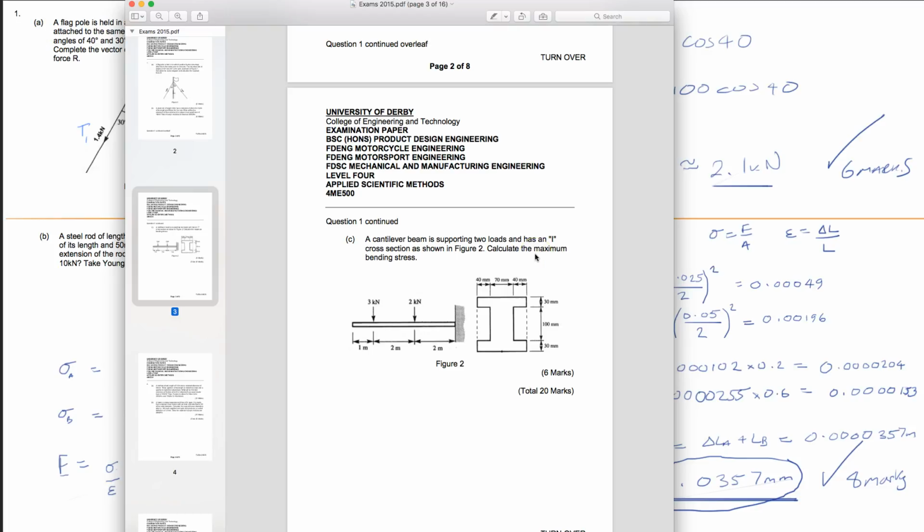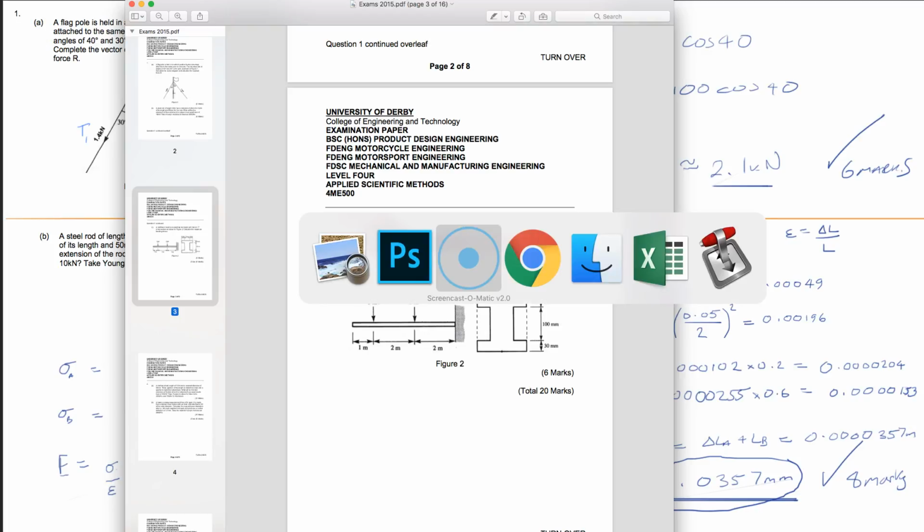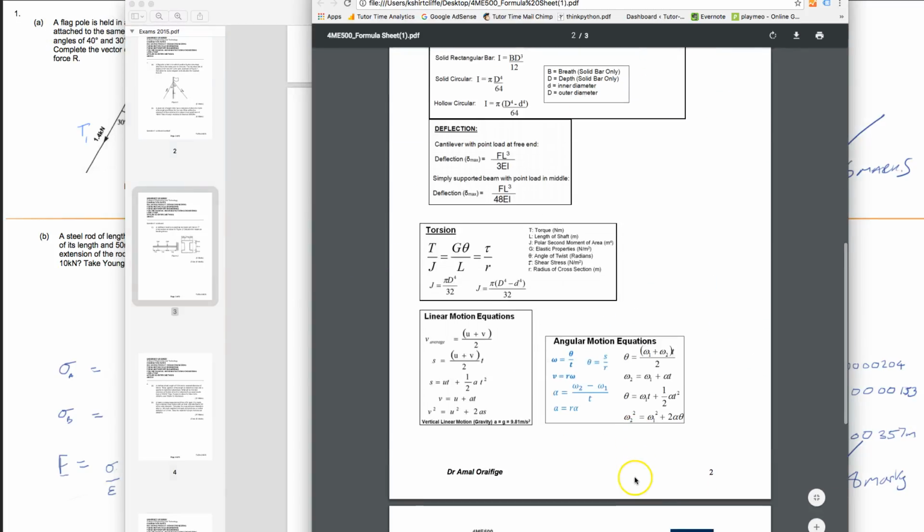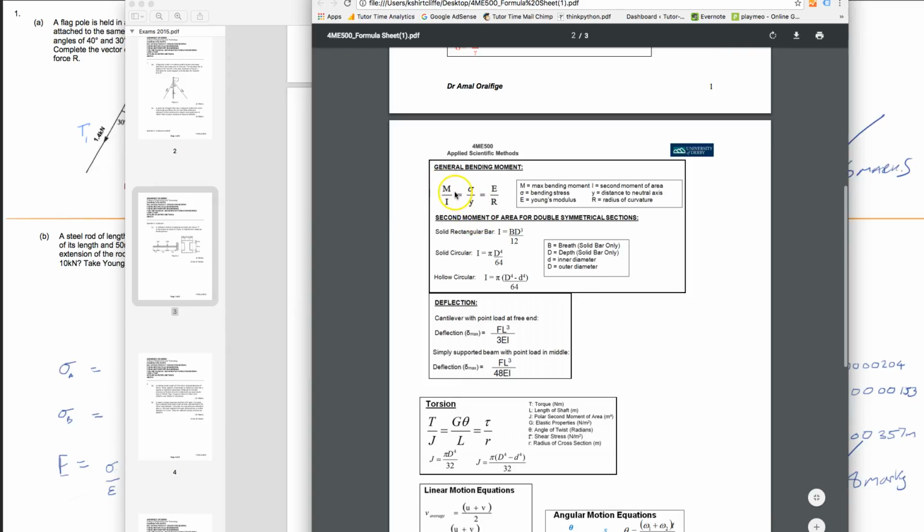Calculate maximum bending stress. So it's something that involves bending stress and I. Pays to have a quick flick at the old formula sheet. It's this formula here, isn't it? Bending stress, you've got I, distance from centre. It doesn't give us a Young's modulus. So it'll be this half, I should think.